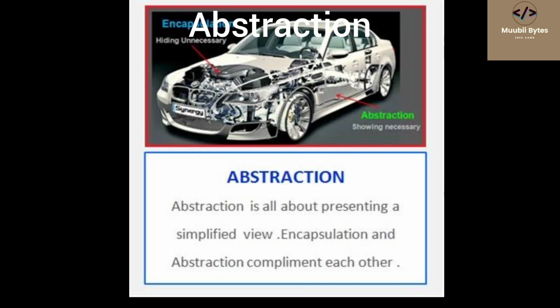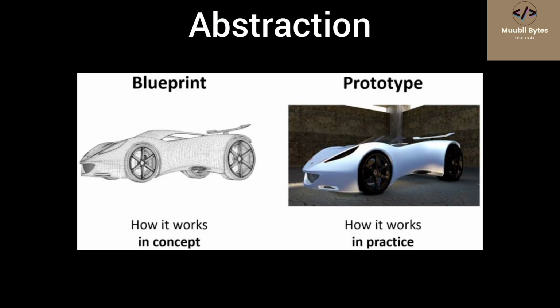Then moving on, we have abstraction. Abstraction is about simplifying complex systems. It hides the unnecessary details and shows only the essential features. For example, when you drive a car, you don't need to know how the engine works. You just need to know how to use the steering wheel and pedals. Abstraction helps you focus on what an object does, not how it does it.